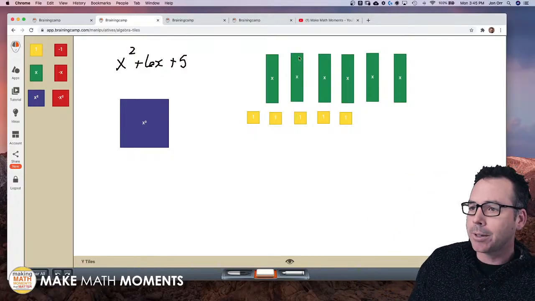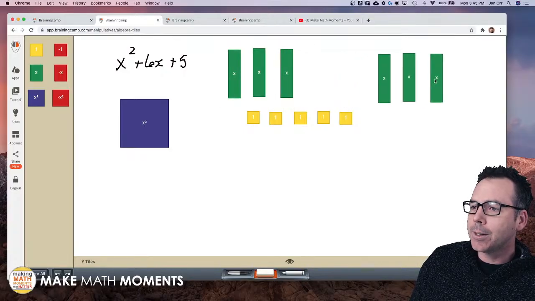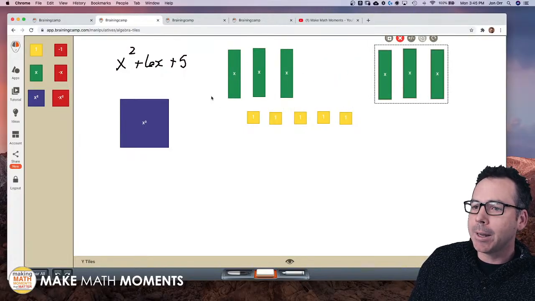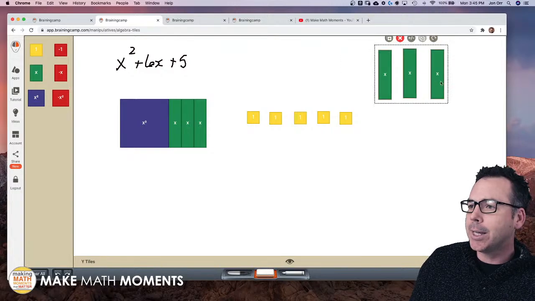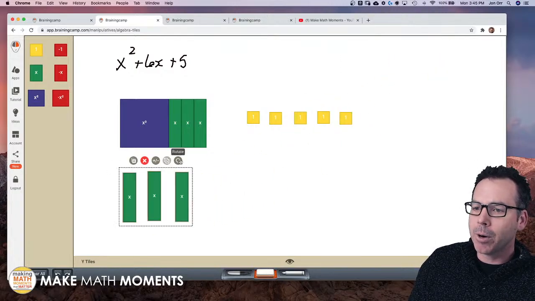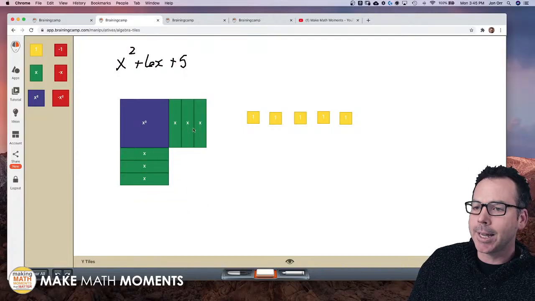So I'm going to split those 6 x's into 2 groups. There's one group. There's the other group. And we want to take that and put them across this way. So here we go. We're going to put them around this way to make the lengths. And we're going to take these ones, and we're going to put them down here, but I'm going to rotate them, and I'm going to make my square nice and beautiful.